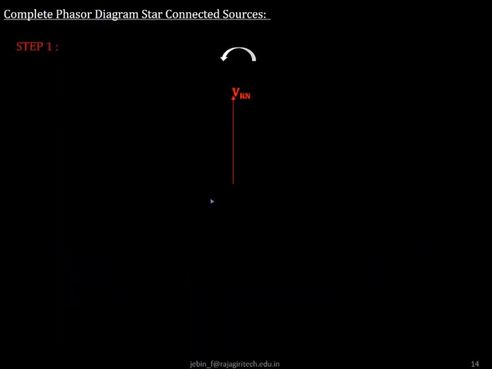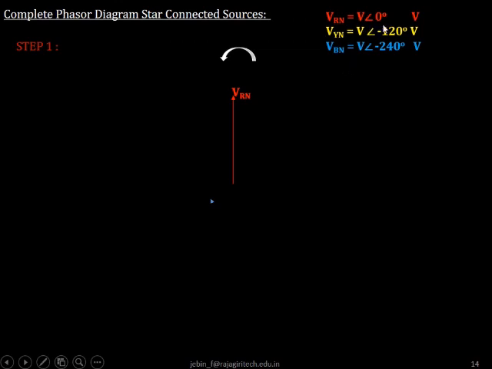Now we are going to draw the complete phasor diagram of a balanced star connected system representing phase voltages, line voltages and line currents. So that will be completed in 5 steps. So we'll go in step-by-step procedure. So here I am going to draw the phasor representation of the phase voltages initially in step 1. So we know that our VRN is V at an angle 0, VYN is V at an angle minus 120 and VBN is V at an angle minus 240.